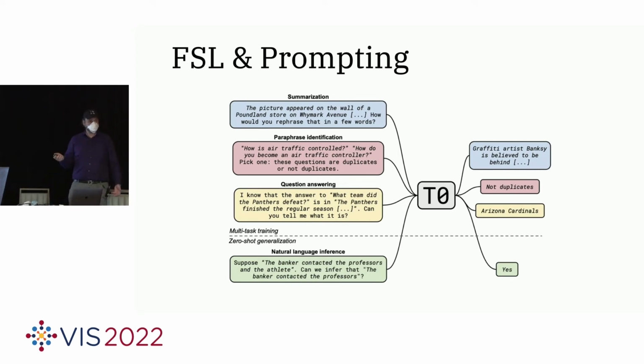And how you do this is even simpler. You just formulate the task. You say, suppose the banker contacted the professors and the athlete. Can we infer that the bankers contacted the professors? And you might actually get the model to produce as text that says yes. Crazy.